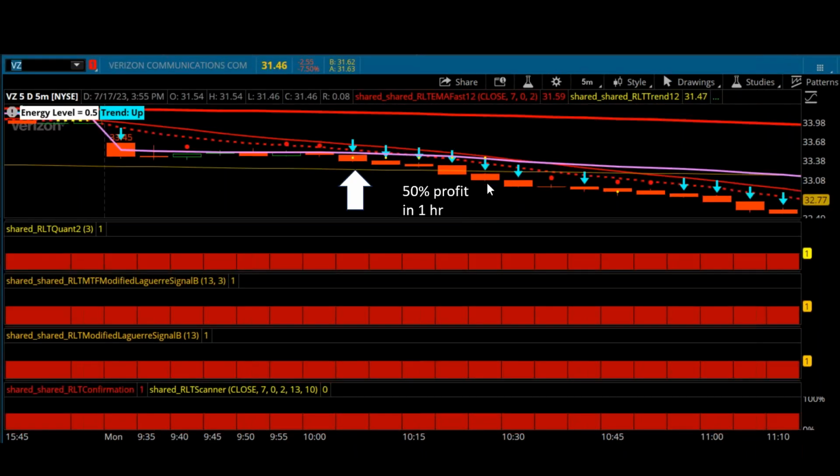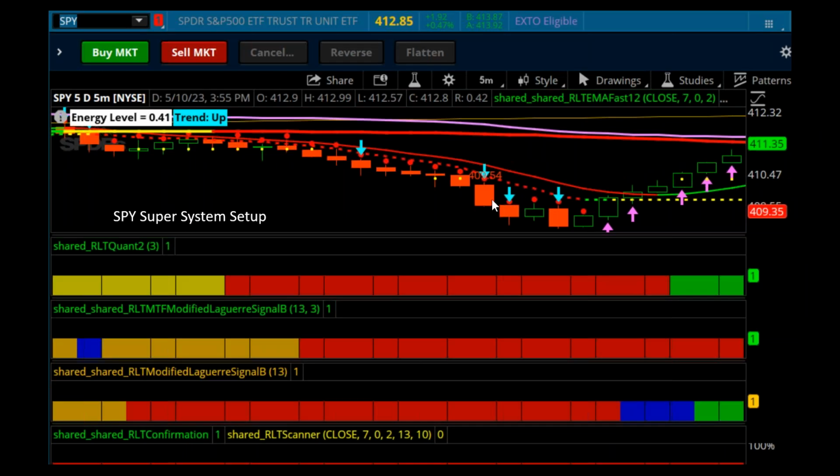Verizon, 50% in an hour. Get it right here as it breaks below the VWAP on a 5-minute chart. Pop out of the box symbol, everything red. These options were very inexpensive. We paid 45 cents for them, $45 a contract. We get out an hour later for $67 a contract. So $450 turned into $670. And again, this was just another SPY Super System trade.